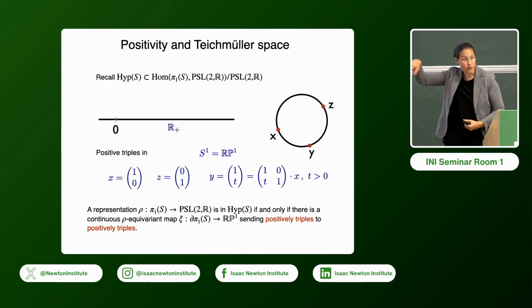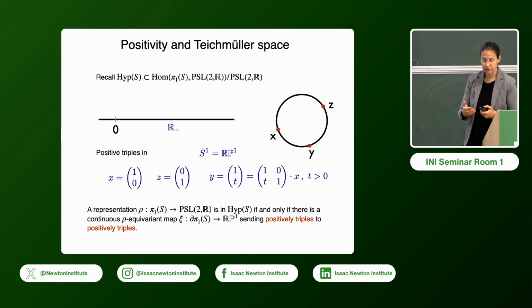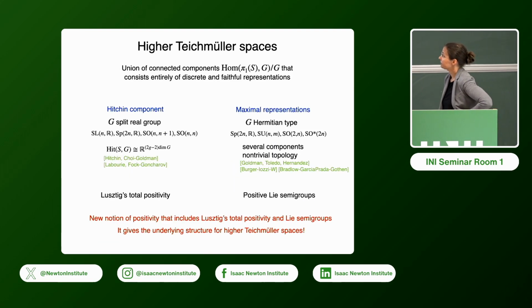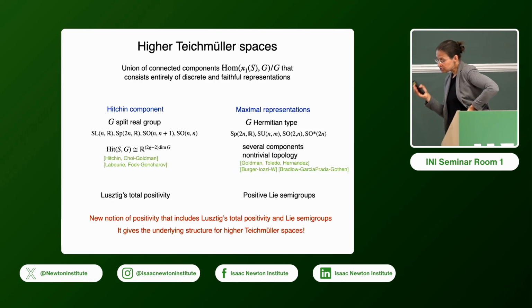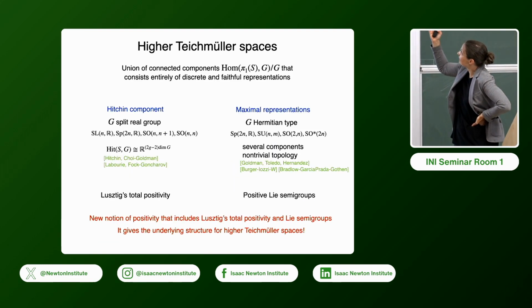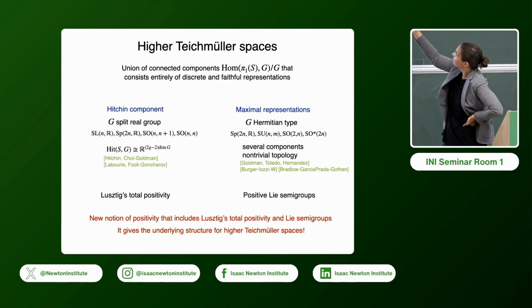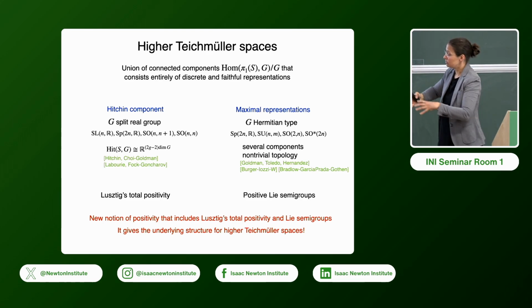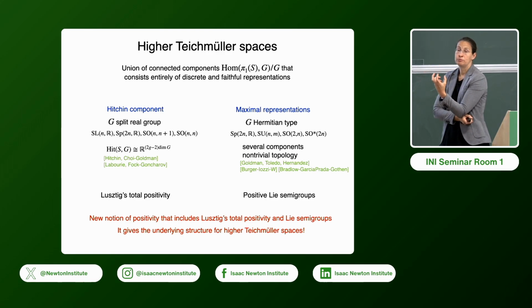So they also are positively oriented. So you can characterize hyperbolic structures in terms of positive maps at infinity. And so when we look at these higher Teichmüller spaces, you want to find this union of connected components of representations of the fundamental group of a surface into a Lie group G, which consists entirely of discrete and faithful representations. They are actually very closely related to positivity.